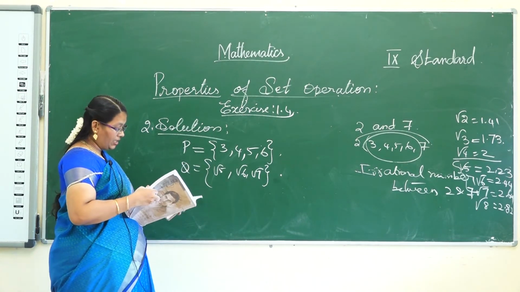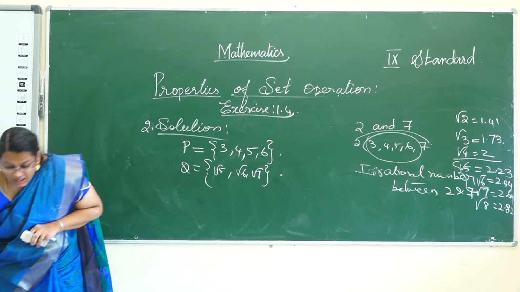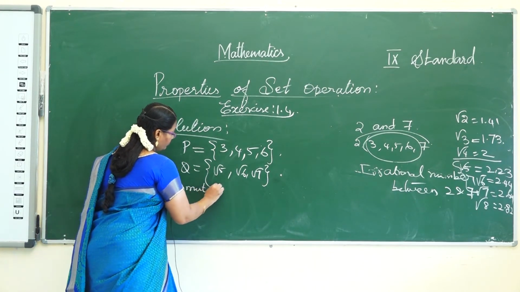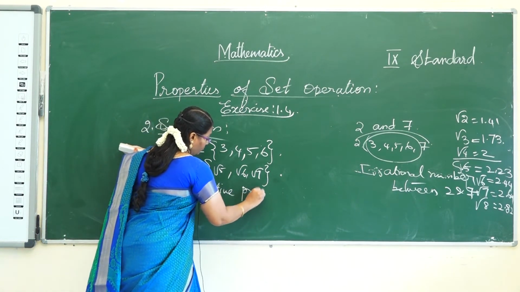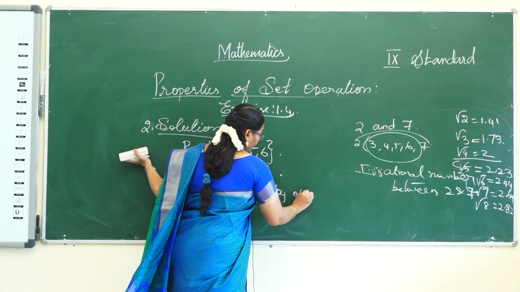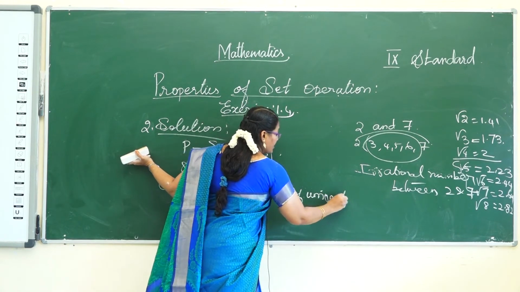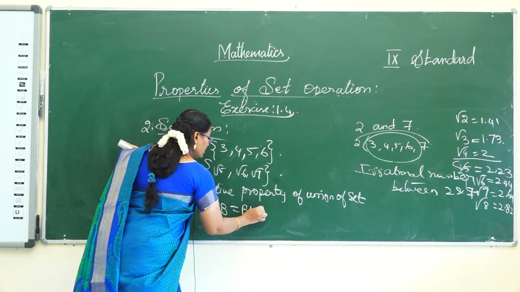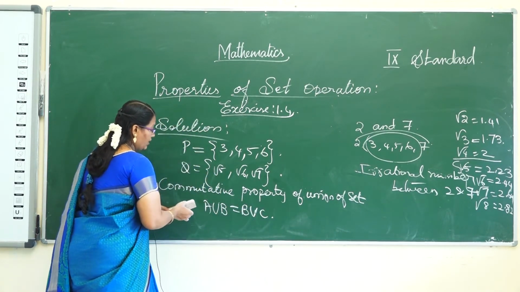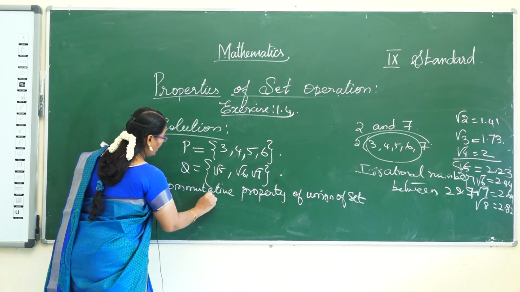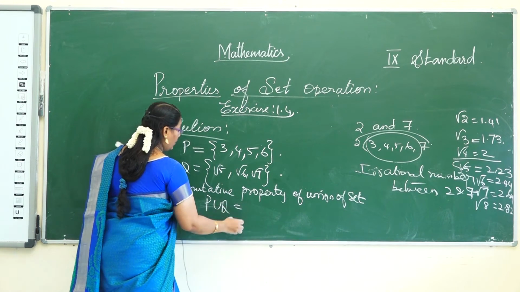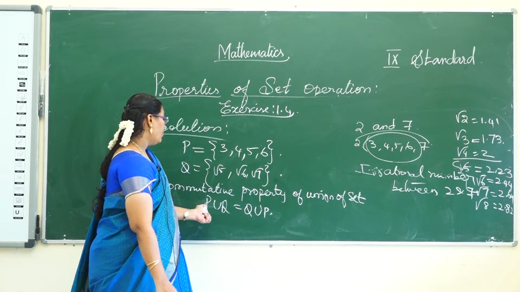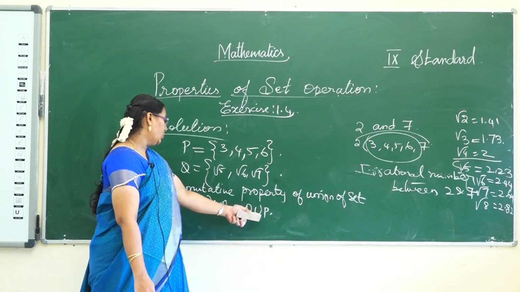Commutative property of union and intersection of a set. First, the commutative property of union of sets: A union B is equal to B union A. Here P and Q are given, so P union Q is equal to Q union P. So the commutative property of union of sets is P union Q is equal to Q union P.